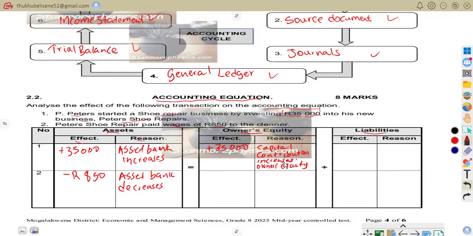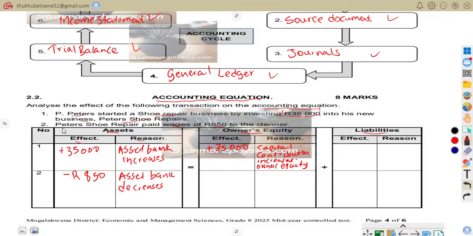Sorry for not showing the owner's equity side. We don't have any effect on liabilities. Because we contribute 35,000 into our account, it is also going to increase our owner's equity. That is the reason why we are saying plus 35,000 under owner's equity.